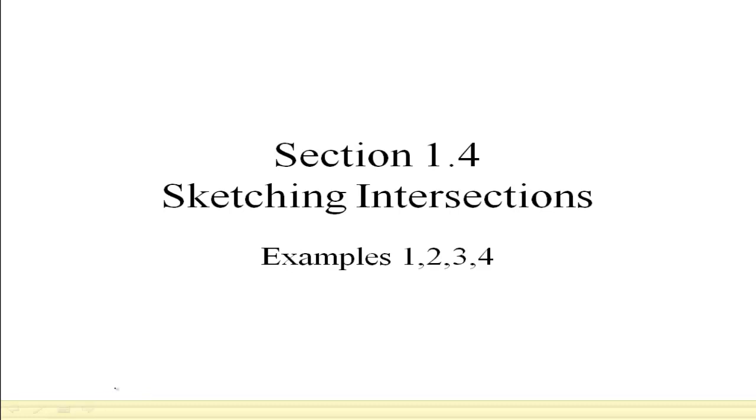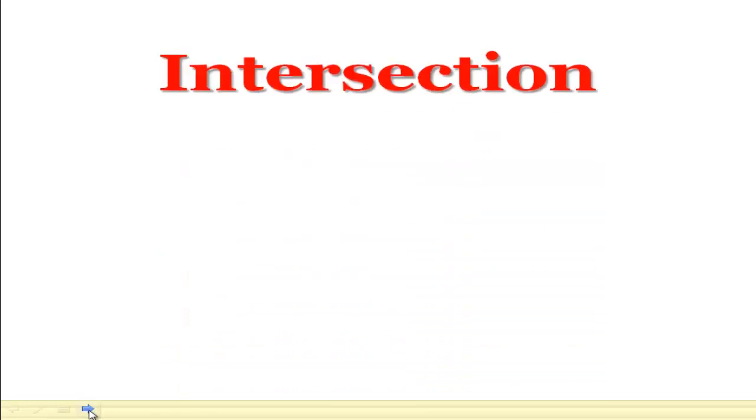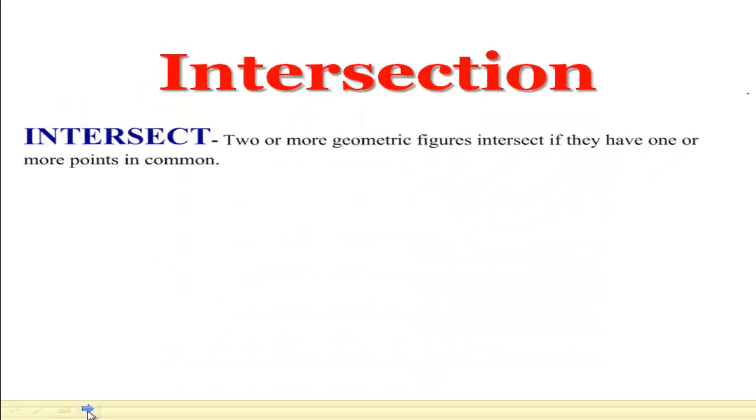Hello everyone, we are on section 1.4 and last time we met we did this activity where we intersected 3 index cards and we discussed these questions. So now let's formally define what an intersection is. It's when two or more geometric figures intersect and they have one or more points in common. And we are going to study 3 kinds of intersections.